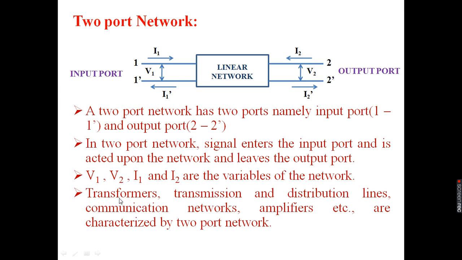For example, if I take transformers, then we got the primary side and secondary side. The primary side is port 1 and the secondary side is port 2. On the other hand, if you take transmission and distribution lines, there we got the sending end and receiving end. The sending end may be the input port, and the receiving end will be the output port. So we can model electric or electronic circuits through these two-port networks.